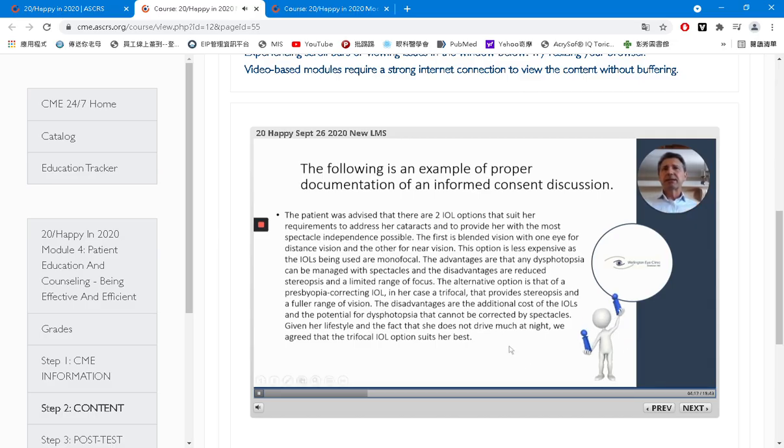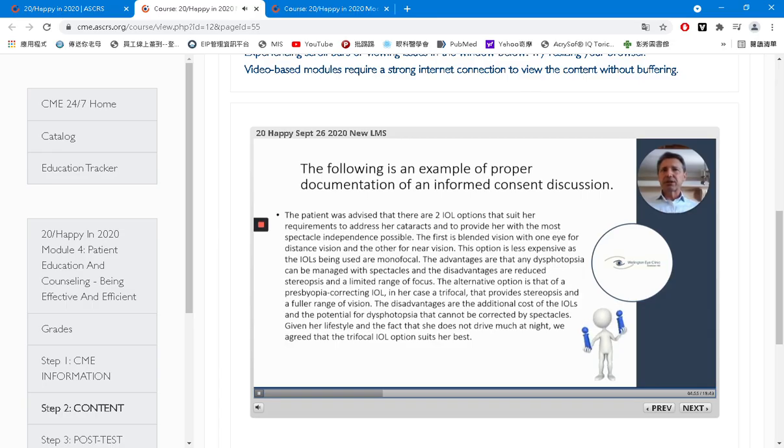The patient was advised that there are 2 IOL options that suit her requirements to address her cataracts and to provide her with the most spectacle independence possible. The first is blended vision, with one eye for distance vision and the other for near vision. This option is less expensive as the IOLs being used are monofocal. The advantages are that any dysphotopsia can be managed with spectacles, and the disadvantages are reduced stereopsis and a limited range of focus. The alternative option is that of a presbyopia correcting IOL, in her case a trifocal, that provides stereopsis and a fuller range of vision.